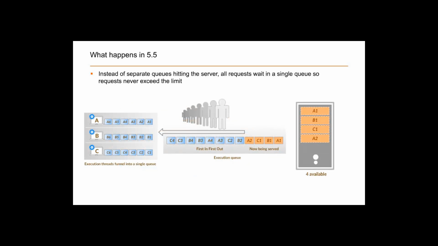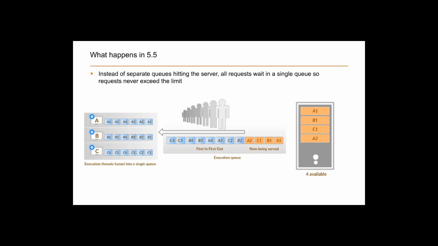In 5.5, we improved thread pooling by replacing decision service thread pooling with a single server-level thread pool. All decision services requests are placed in a first-in, first-out queue. The number of concurrent threads is set at the server level, defaulting to the number of cores, represented by the orange boxes on the server.